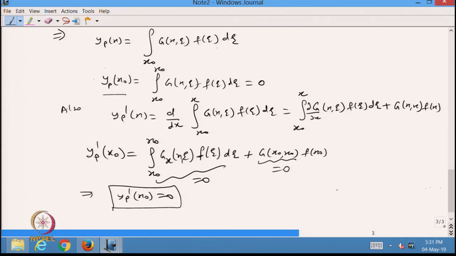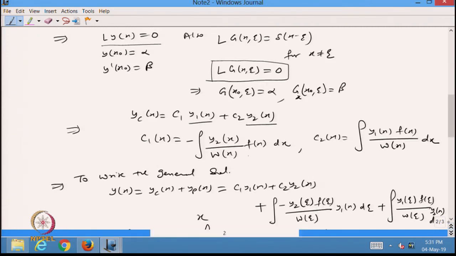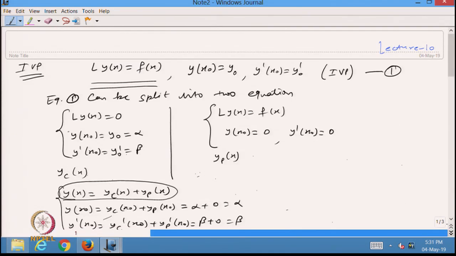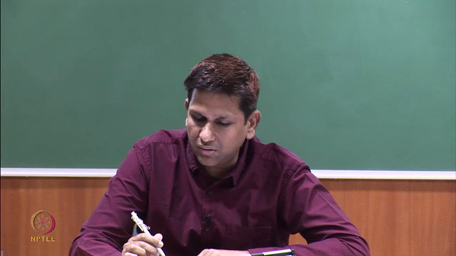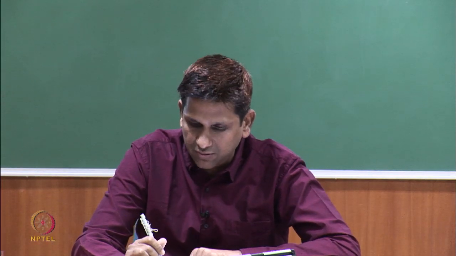So, if you see, we started with this problem, and then we split it into two parts. We used this to find the Green functions and the corresponding values of C1 and C2. Then with the help of the particular solution we found, we showed that it satisfies the homogeneous initial conditions, and that y_p(x) is our particular solution.